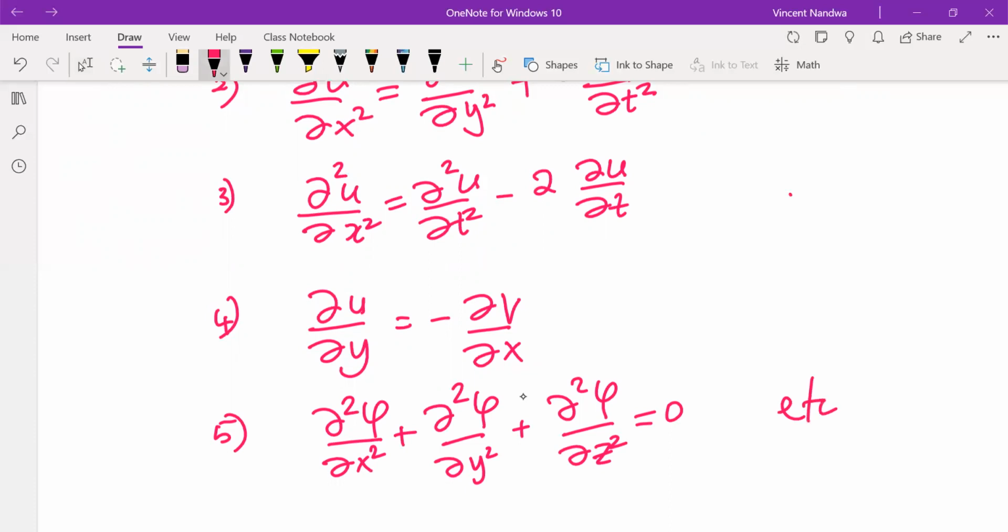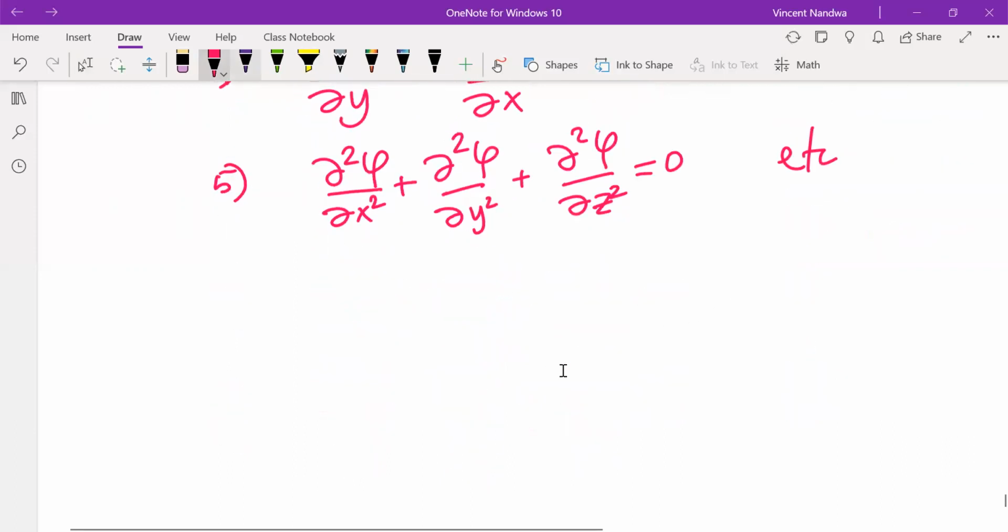So the presence of this kind of derivatives, the so-called partial derivatives, is what defines a partial differential equation.